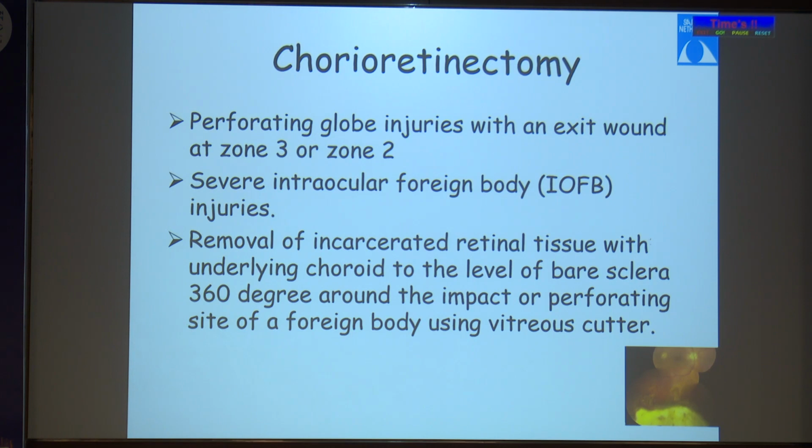What next? If PVR is the causative factor for all this BTEP, what do you want to do? You would like to do a chorioretinectomy, in circumstances like perforating globe injuries with an exit wound at zone 3 or zone 2, and severe IOFBs. What do we do in this? Removal of the incarcerated retinal tissue from the underlying choroid to the level of the bare sclera. You remove all these tissues in toto, 360 degrees around the impact of the perforating site of the foreign body, using a vitreous cutter. This is what I've done for this patient. Inferiorly you can see the margins of the chorioretinectomy.